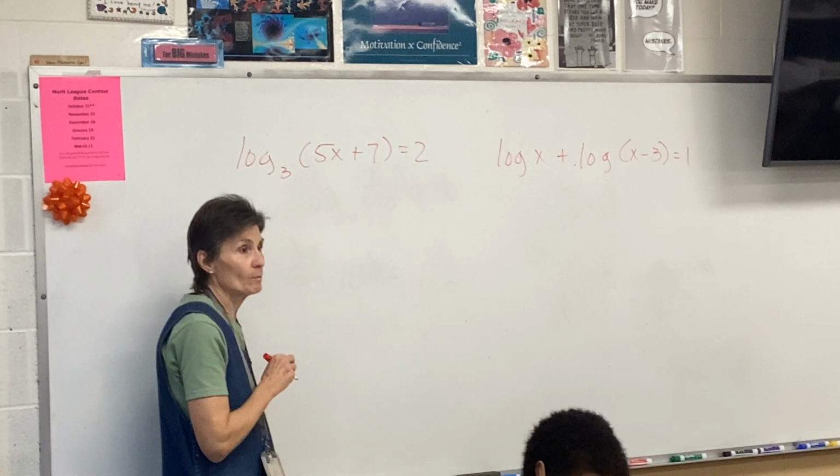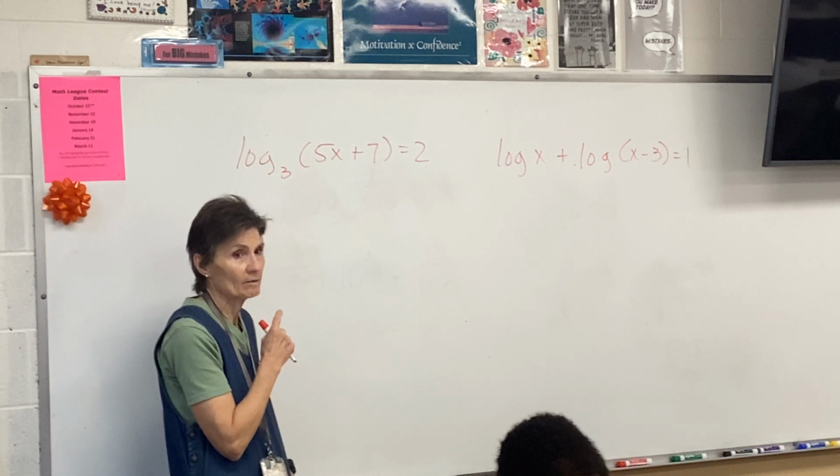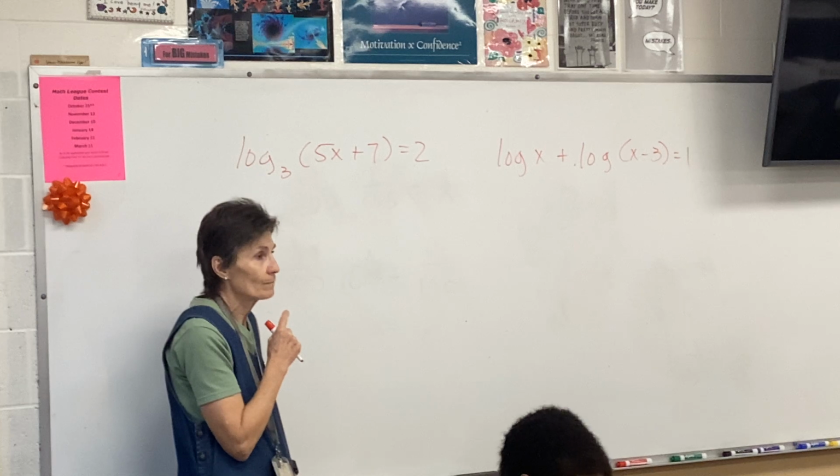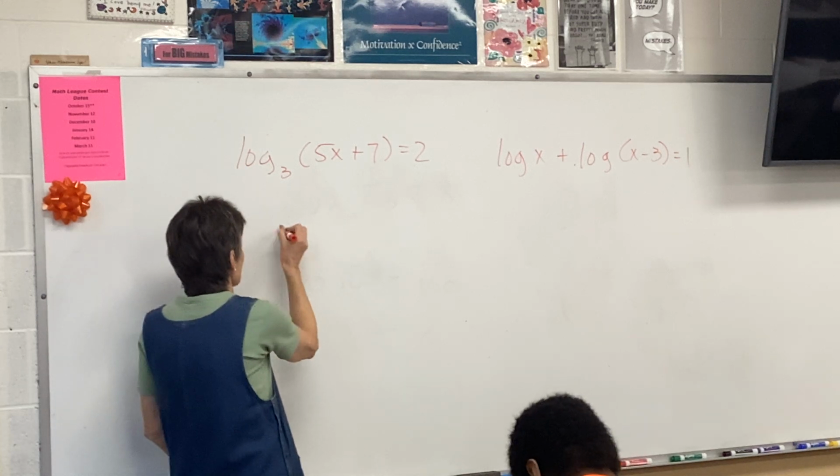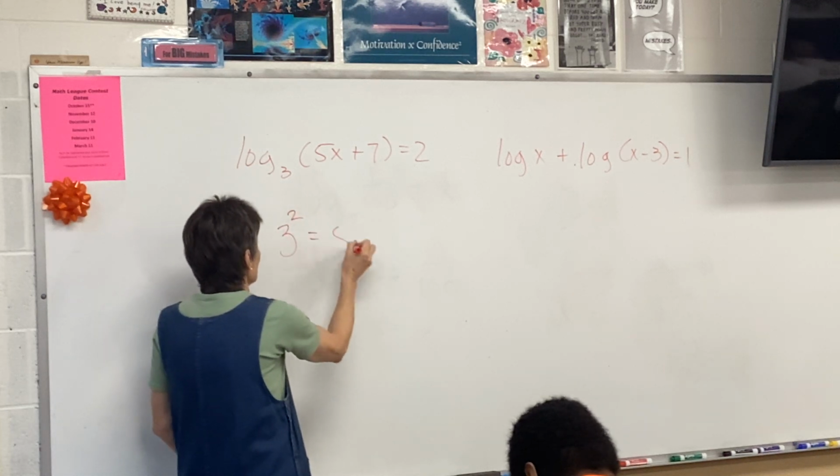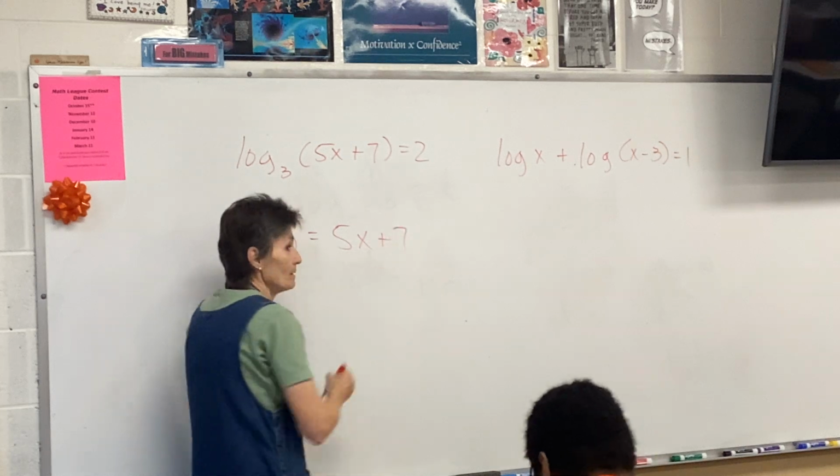Any ideas on how we should do this one? It's kind of an easy one. I think we should know. What's our very favorite thing to do? Loop-de-loo. So we're going to say 3 to the second equals 5x plus 7.